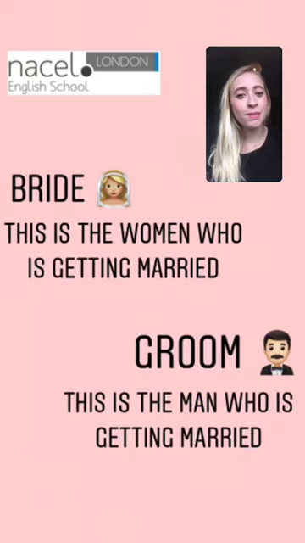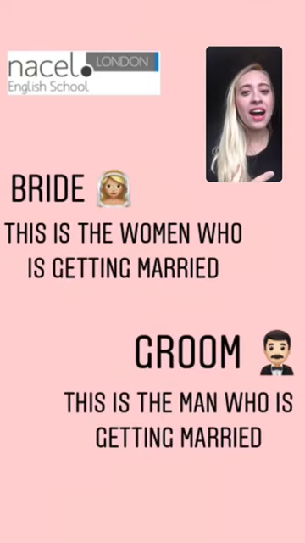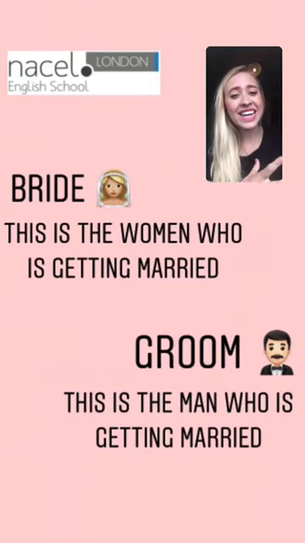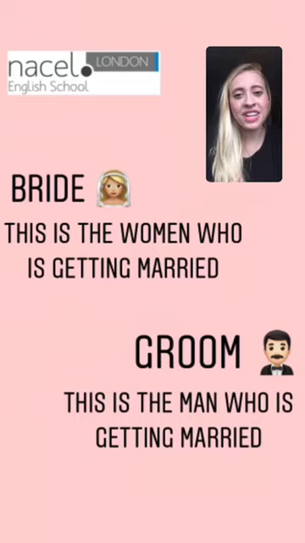The first, maybe the most important, are the words bride and groom. Bride is the woman who is getting married, and groom is the man who is getting married. Throughout a wedding you would talk about the bride and the groom. The bride normally wears white and the groom is normally in a suit. Bride and groom are the two most important people at the wedding.